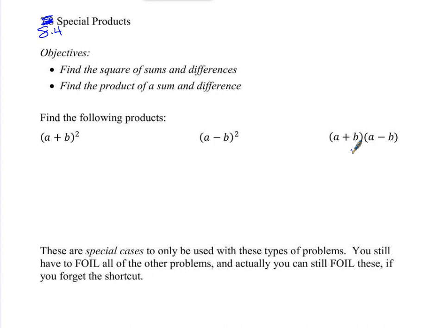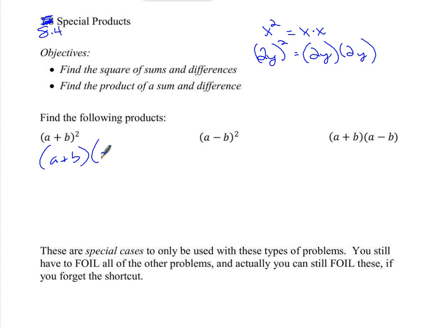So the first thing I need to remember is, what does that square right there mean? Yeah, it's times itself. So like if I have x squared, what is that really saying? X times x, that's right. If I have like 2y squared, what is that really saying? 2y times 2y. That's right. So if I have (a plus b) squared, what is that really saying? (a plus b) times (a plus b).